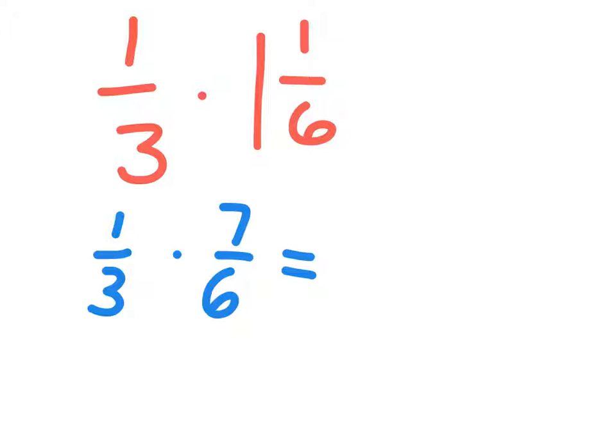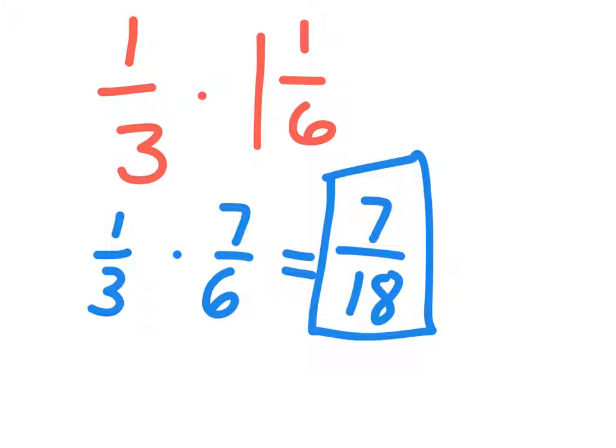Now, we look for cross cancel. Can 1 and 6? Nope. Can 7 cross cancel with 3? Nope. There's no number that goes into both 3 and 7. So now we know that we can just go ahead and multiply. Multiplying our numerators, we get 1 times 7 is 7. Multiplying our denominators, we get 3 times 6 is 18. That cannot be reduced.